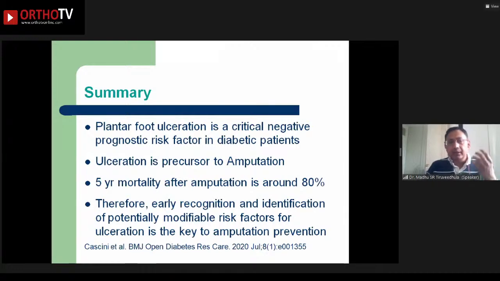So in summary, plantar forefoot ulceration is a very critical negative factor for development of osteomyelitis and thereafter amputation in diabetic patients. Ulceration results in amputation. Hence, whatever we have to do, we have to do it early to prevent that ulceration. As Dr. Venu mentioned, the 5-year mortality after amputation is around 80% plus. Therefore, early recognition and identification of potentially modifiable factors is very important to prevent amputation.